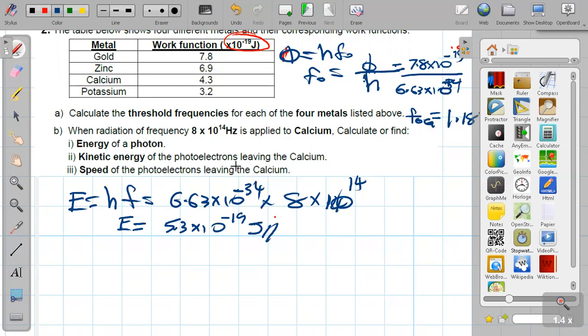Kinetic energy of the photoelectron leaving the calcium. So to find out the kinetic energy, what do you have to do? Energy minus the work function. Energy minus the work function. So for calcium, it has a lower value than this. 5 point for the answer number 2. Here, this is the answer number 1.